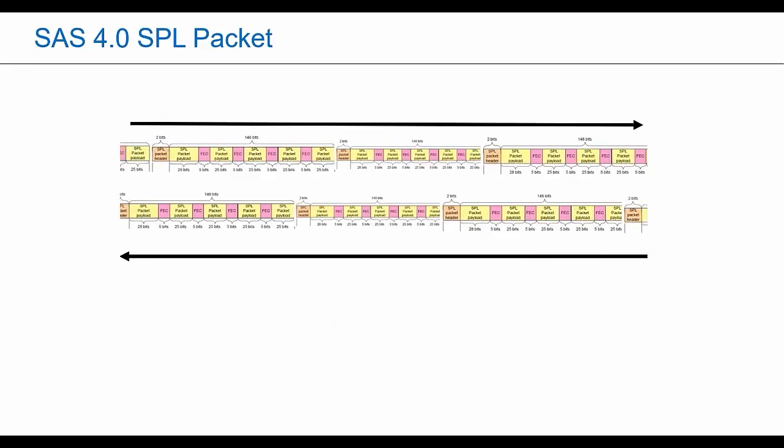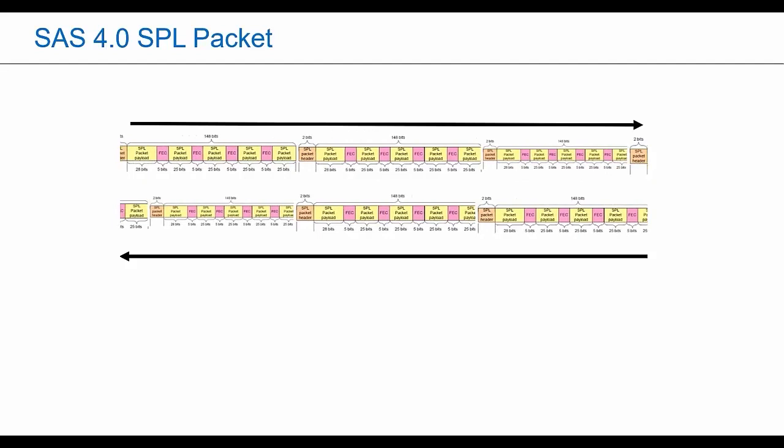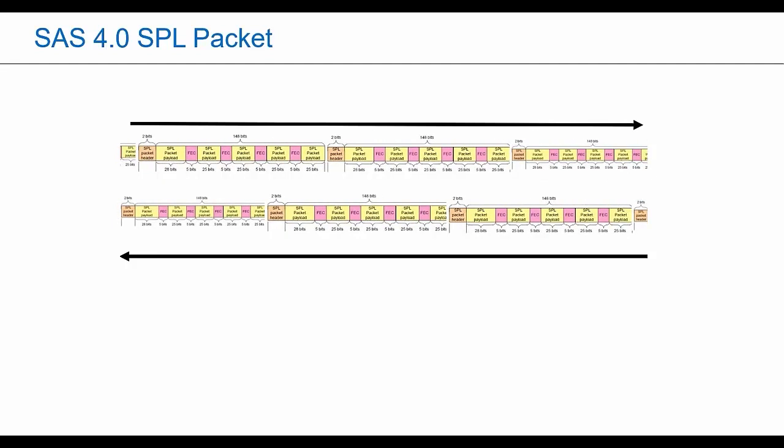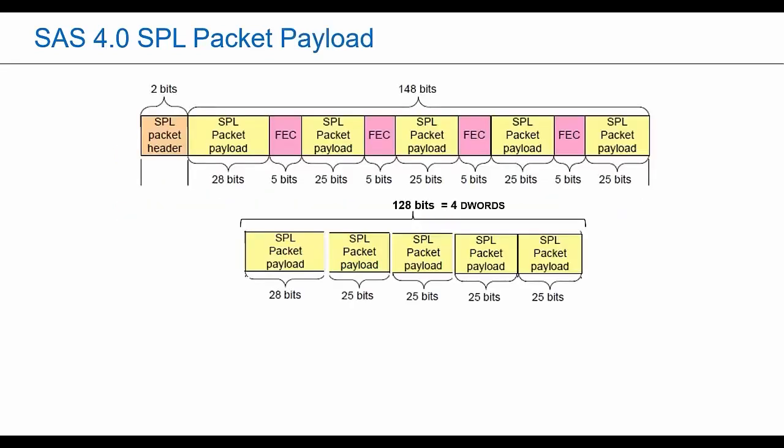SPL packets are sent sequentially, back to back, in both directions. There's always an SPL packet on the wire, which may just be scrambled idle. Now, it's the responsibility of the PHY on the receiver side to verify FEC and strip out those bits from the packet. It passes the 128-bit pattern up to the link layer, which then reassembles them into your logical SAS traffic. So that's how we yield 128 bits.